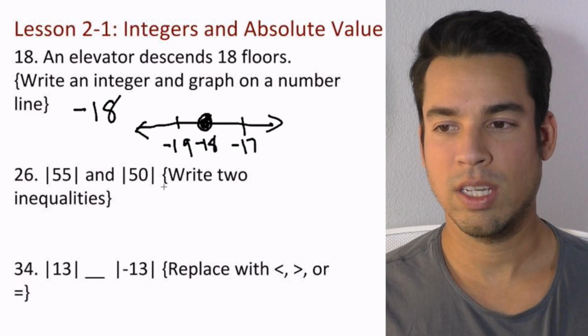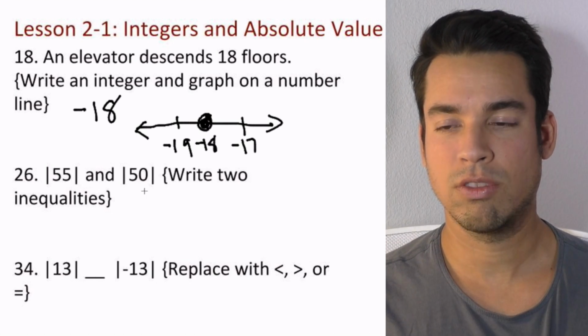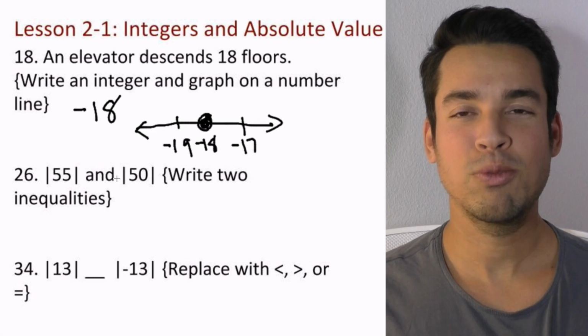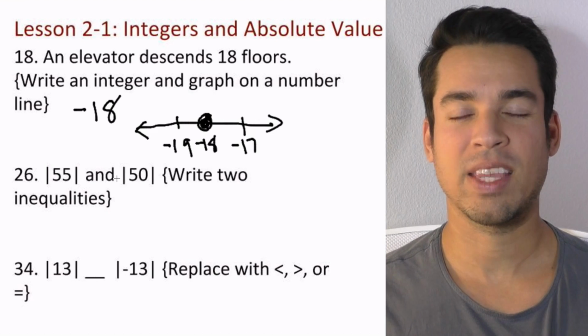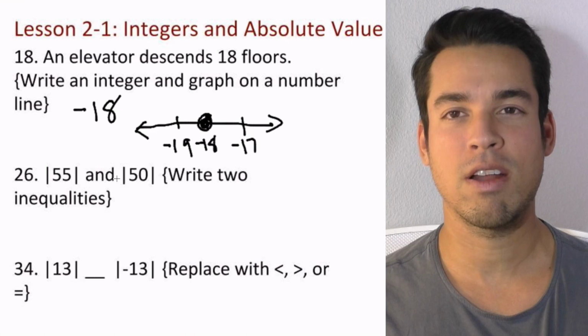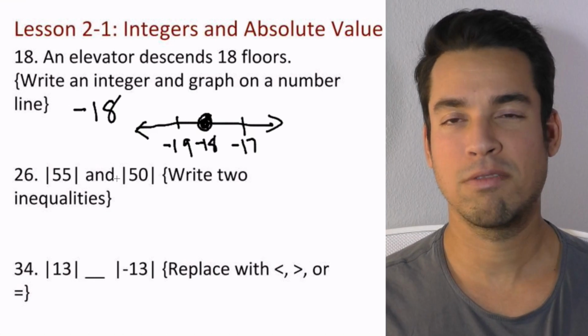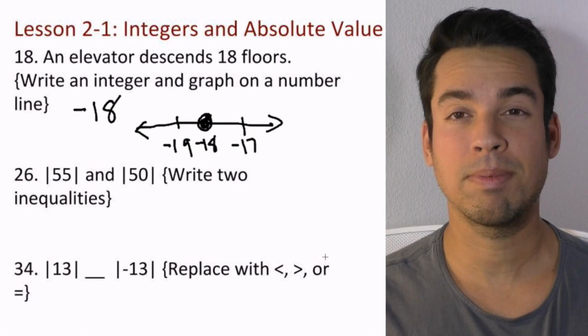Number 26, we got, write two inequalities for these two values. Now, remember, absolute value, it's a purifier. It takes a negative number and it'll spit out a positive. But if it's already positive, it just stays positive. It doesn't flip the sign.